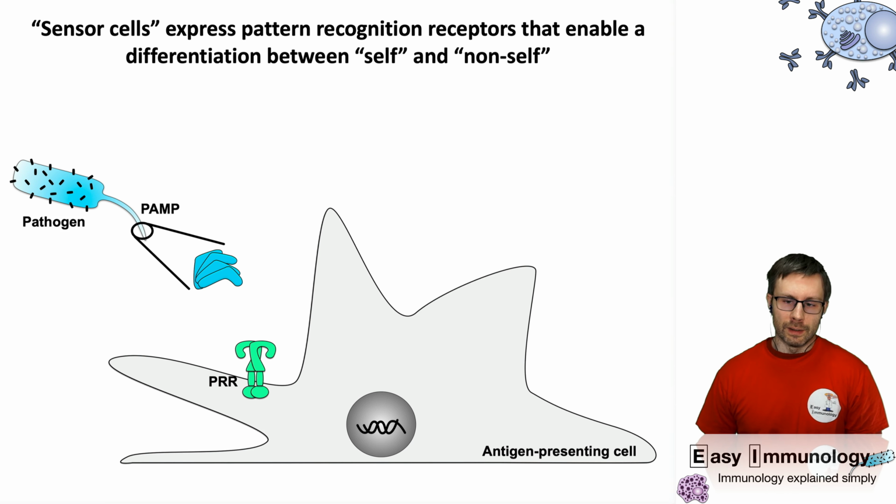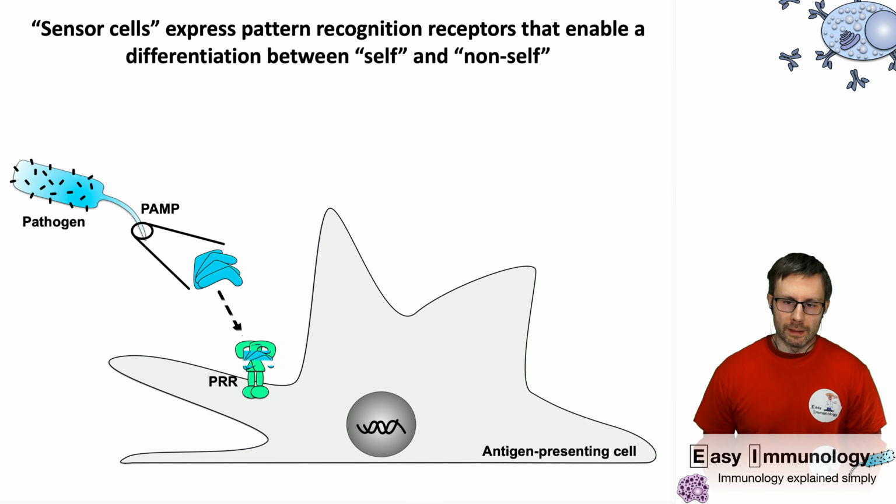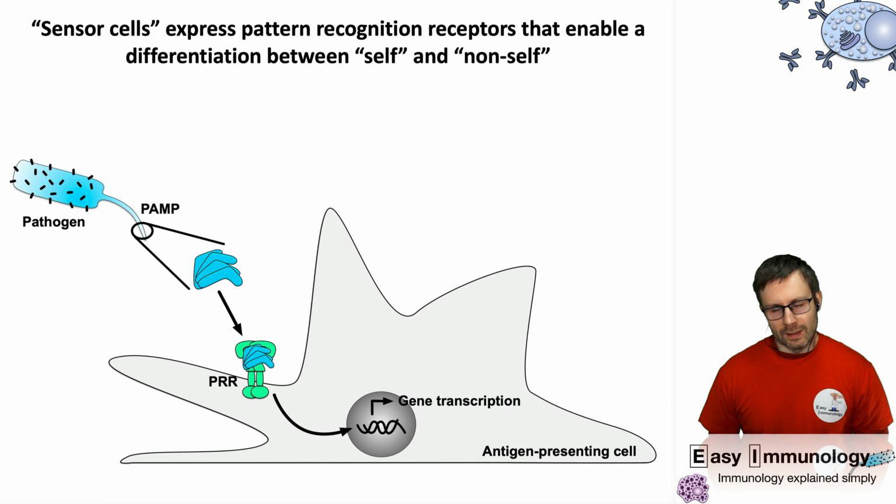So this is something that is definitely foreign. If these pattern recognition receptors bind to these PAMPs, this means that something foreign is around. For this cell, in this case, it means there's a bacterium around which has a flagellum, and therefore an immune response needs to be made against this bacterium. Here we have the flagellum protein, called flagellin. It binds to the pattern recognition receptor, and this triggers different things in our antigen-presenting cell.